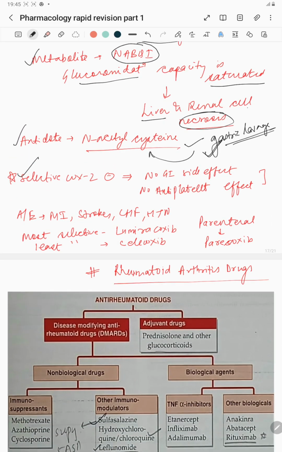Some selective COX-2 inhibitors have the advantage of no GI side effects and no antiplatelet effects. But the most important adverse effects of selective COX-2 inhibitors are MI, stroke, congestive heart failure and hypertension. The most selective COX-2 inhibitor is lumiracoxib and the least selective is celecoxib. The drug which is given parenterally is only one, that is parecoxib.